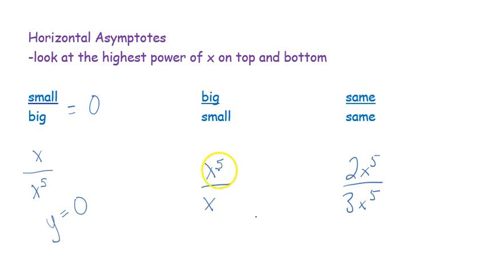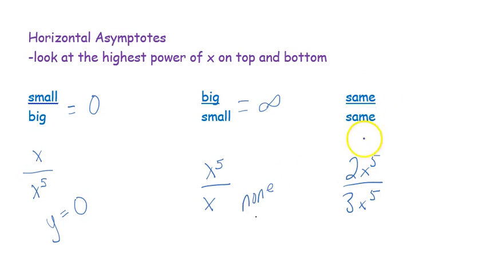If it is big over small, where the biggest is on top and the smallest is on the bottom, then that graph actually goes off to infinity. Well, if it goes off to infinity, it doesn't have a horizontal asymptote, so you would write none.